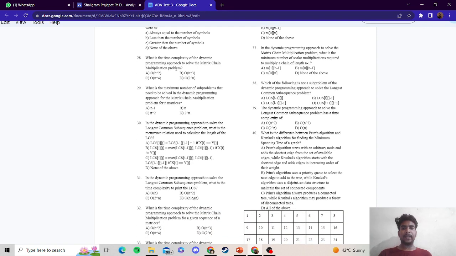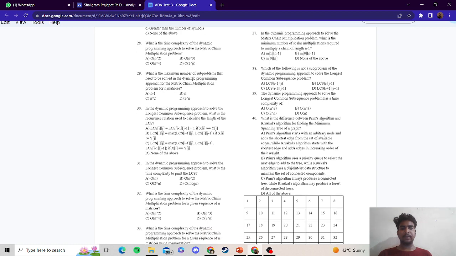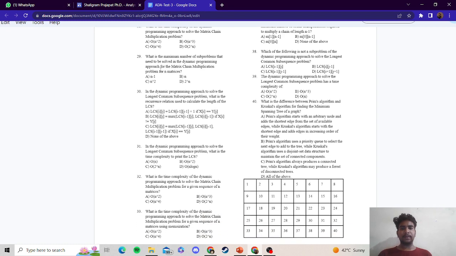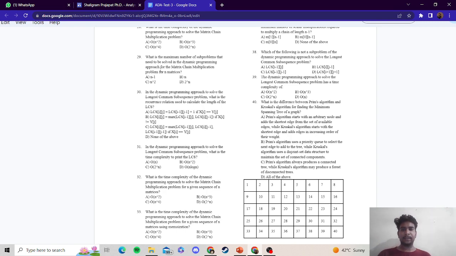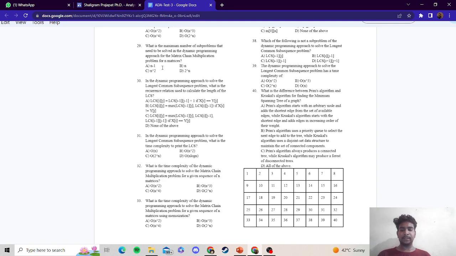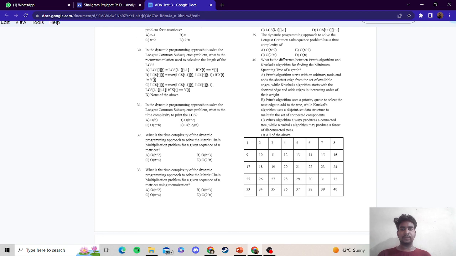What is the time complexity of the dynamic programming approach to solve the matrix chain multiplication problem? So it will be O of n cubed, I guess. Yeah, O of n cubed. Question 29. What is the maximum number of subproblems that need to be solved in a dynamic programming approach for the matrix chain multiplication problem? So n to the power 2.